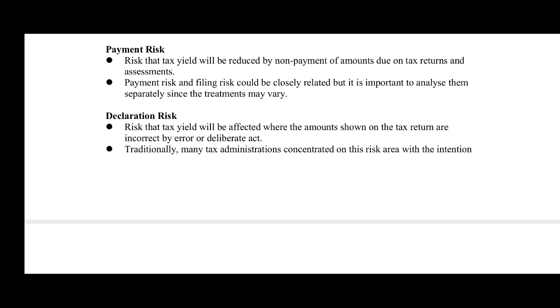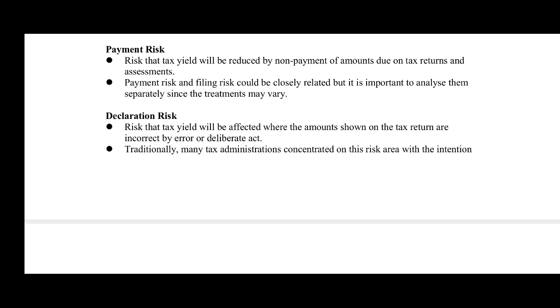Payment risk is the risk that the tax yield will be reduced by non-payment of amounts due on tax returns and assessment. So payment risk and filing risk could be closely related, but it is important to analyze them separately since the treatment may vary. Yes, so failure to pay your taxes, underpaying, they are all payment risks.